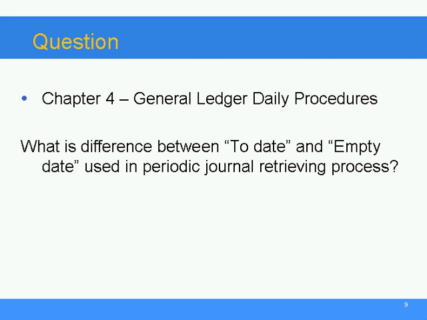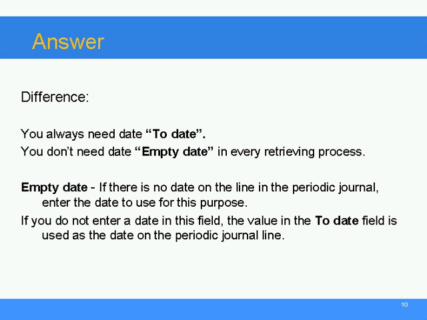Question, Chapter 4, General Ledger Daily Procedures. What is the difference between to date and empty date using the periodic journal retrieval process? So you always need the to date. This field is mandatory. You don't need the empty date in every retrieving process.